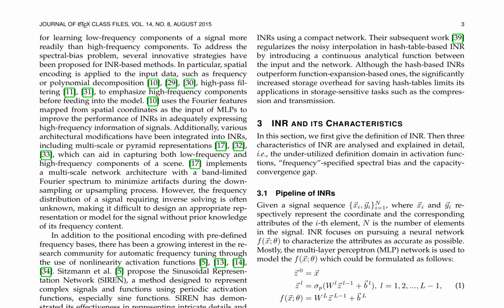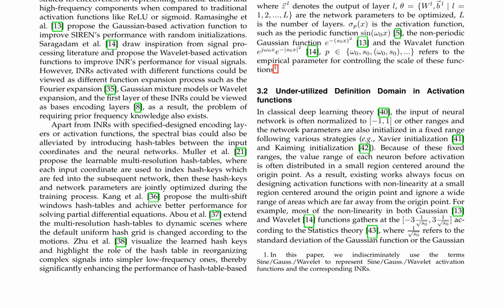The definition of INR is provided, and its pipeline is outlined, which involves a multi-layer perceptron, MLP, network that characterizes attributes as accurately as possible. The activation functions used in INR are analyzed, and it is noted that current designs focus solely on nonlinearities centered around the origin, underutilizing the definition domain.